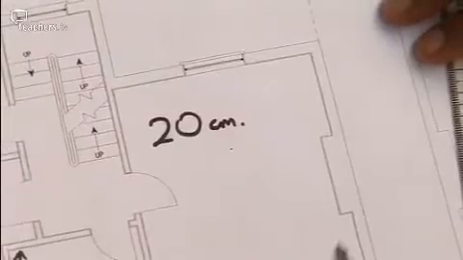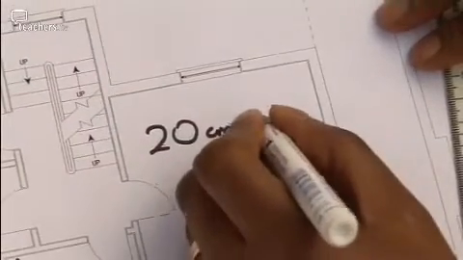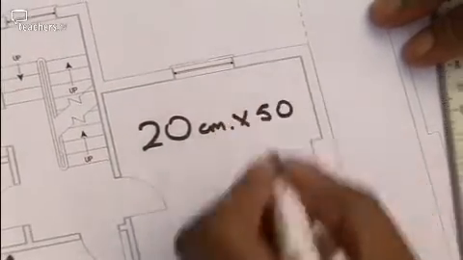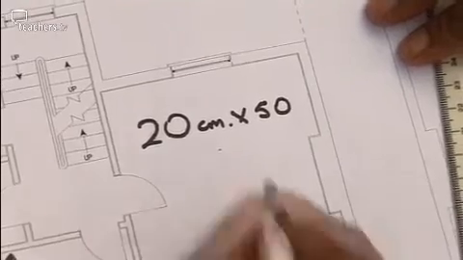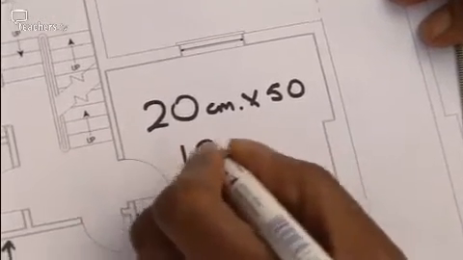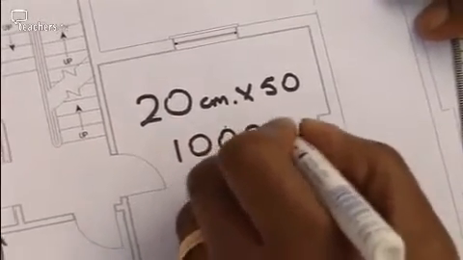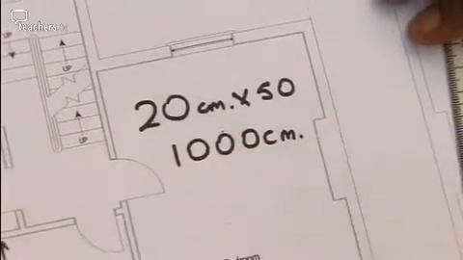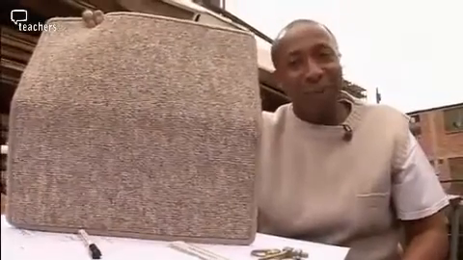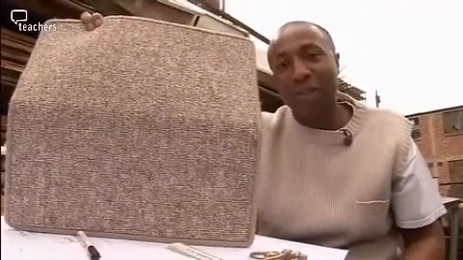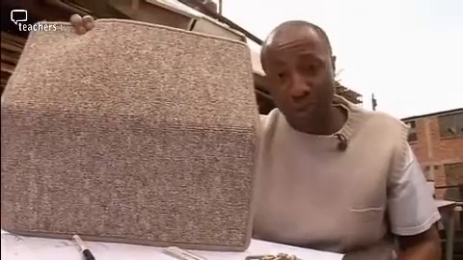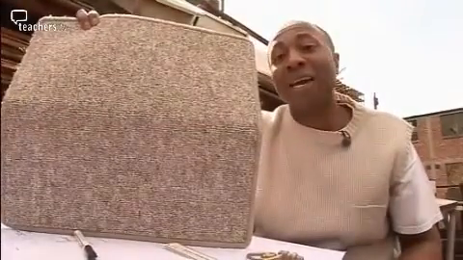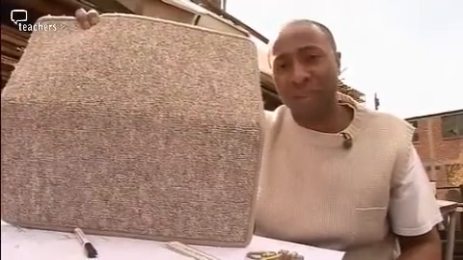With a scale of 1 to 50, the perimeter of the real room is 20 centimetres multiplied by 50, and that's a total of 1,000 centimetres. And that's 10 metres of wooden skirting board. Back to the plan. What area of carpet do we need for the real room? Remember, the scale is 1 to 50.